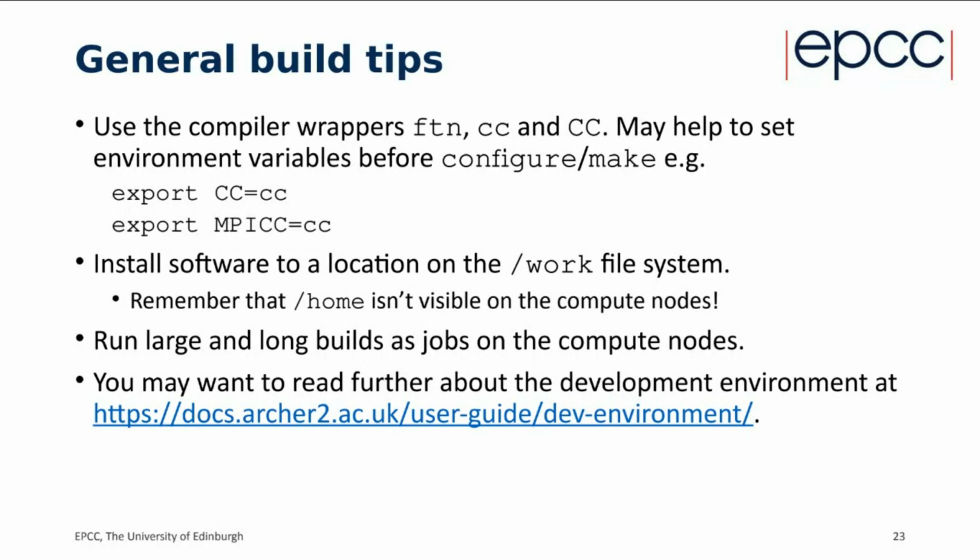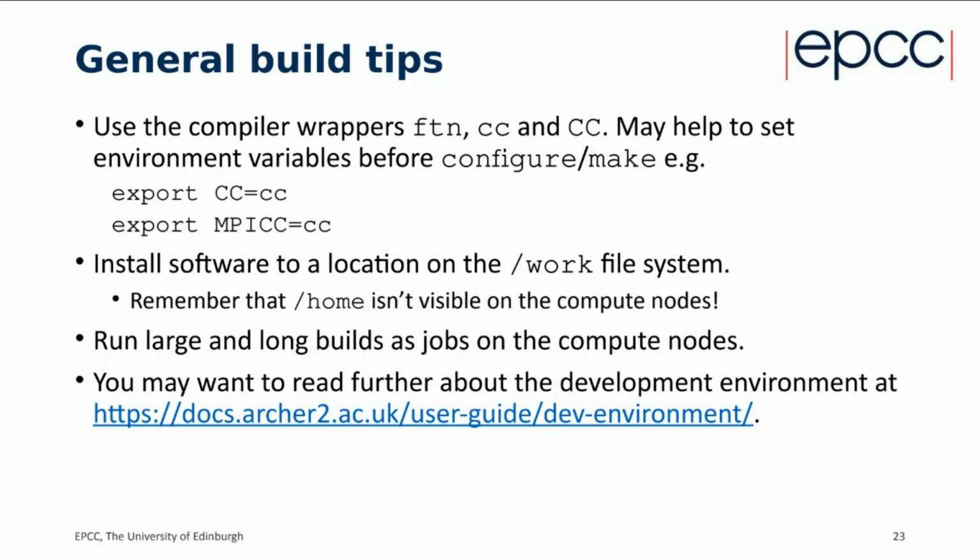What you may need to do, say, if you're running a configure, make, install type build, is export these as environment variables beforehand. You would say to it, use the cc compiler to compile C code, and use the cc compiler again to compile MPI C code.